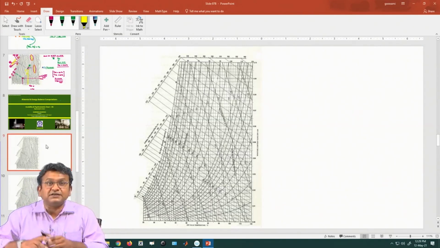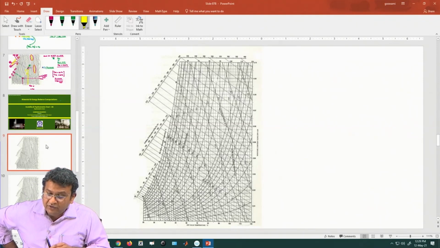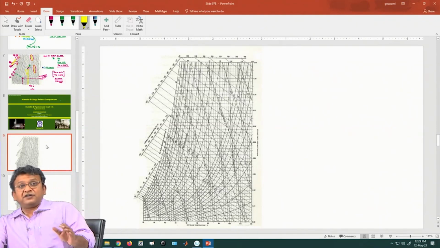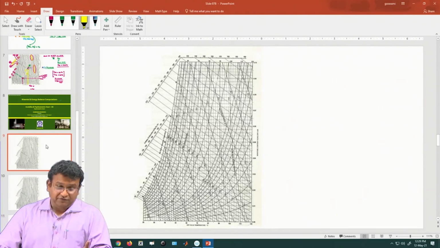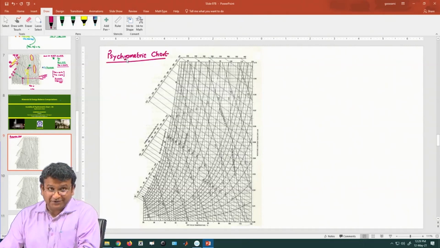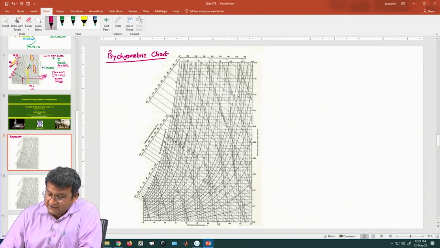All of you who have been following this class rigorously should not have any difficulty now in understanding this rather complicated looking graph, which we now know is the psychrometric chart. It is psychrometry. Please note that there is an R, which a lot of people tend to miss out. Okay, so what are the things we know?